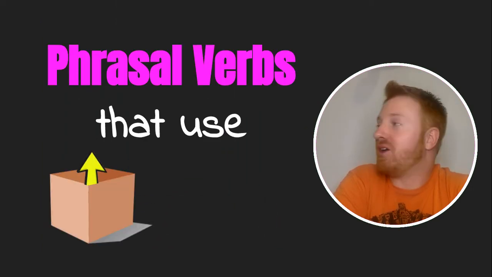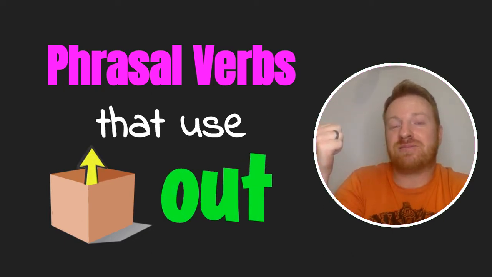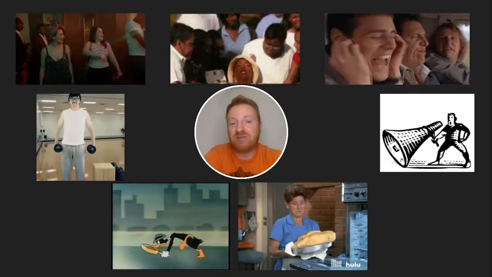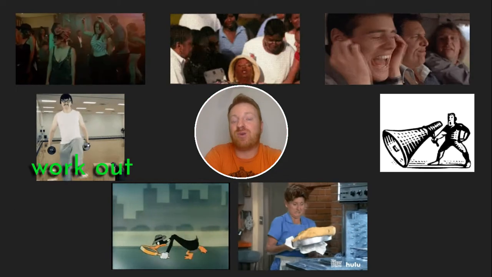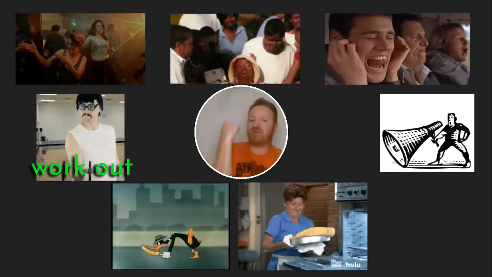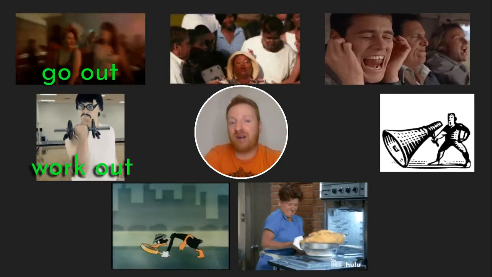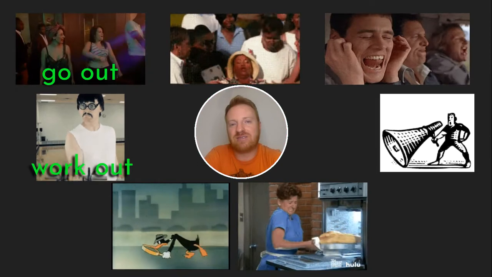Now, in today's episode, we are talking about phrasal verbs that use out. To start, let's take a look at some of these phrasal verbs that you're going to see today. For example, work out. He likes to work out at the gym. Next, go out. They like to go out and dance on the weekends.